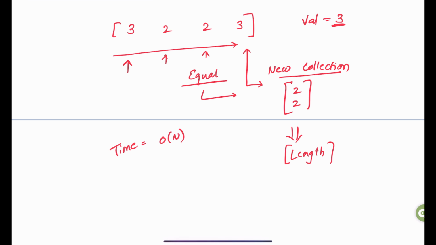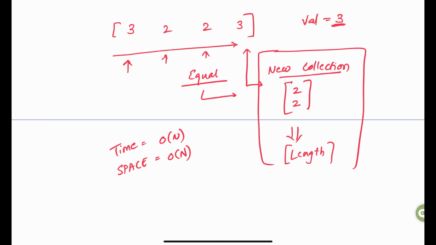With this solution, our time complexity is O(n) and space complexity is O(n) as well, where n is the number of elements in the input array. Because we are creating this new collection, the space complexity is higher. Let's brainstorm a solution that gives us constant space.